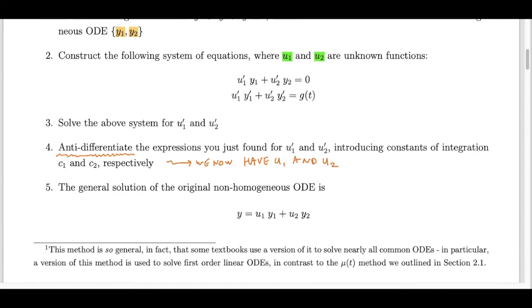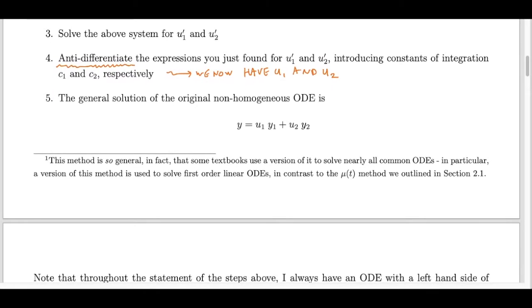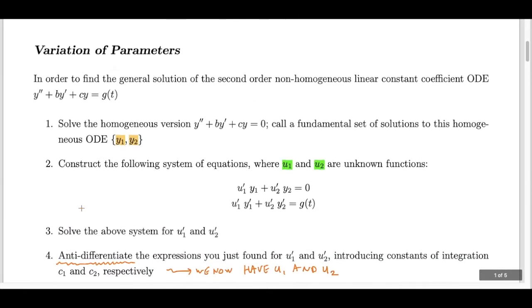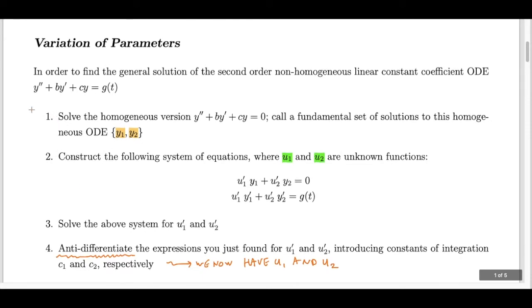On the top of the next page, the first thing that I note is that throughout this derivation, the left-hand side of our differential equation has always been y double prime plus b y prime plus c y. Let me show you. Let me scroll back up. When I state the goal here to solve this non-homogeneous ODE, notice that the coefficient on y double prime is exactly positive 1. In the first step, the coefficient on y double prime is exactly positive 1.